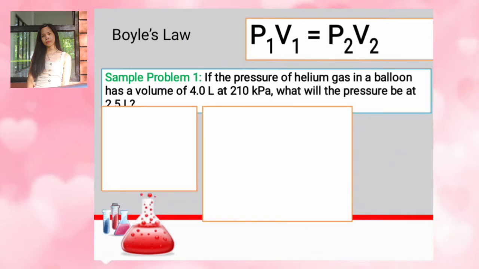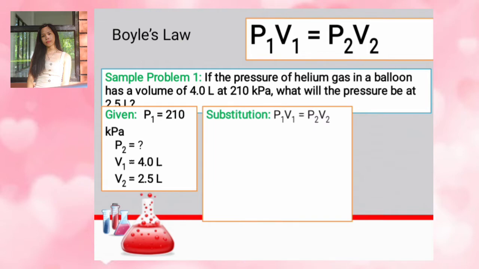And this is the solution. This is the given. Ang given natin is the P1 is 210. Ang P2 natin is hahanapin pa natin. Ang V1 natin is 4.0 liters. And the V2 natin is 2.5 liters. Substitute the P1V1 equals P2V2. Then, 210 ang P1 natin and V1 natin is 4.0 liters. And hahanapin natin ang P2. 2.5 liters ang V2 natin. And multiply.